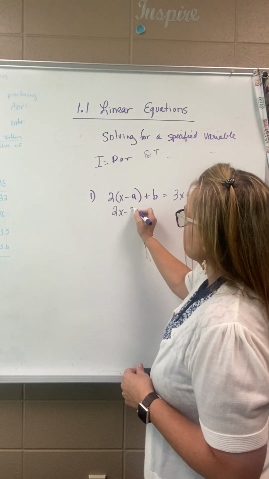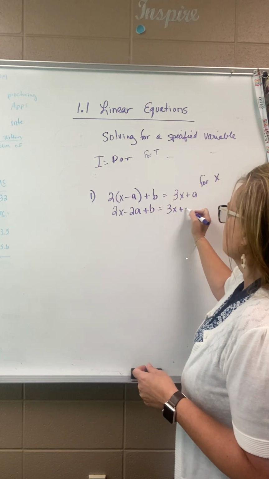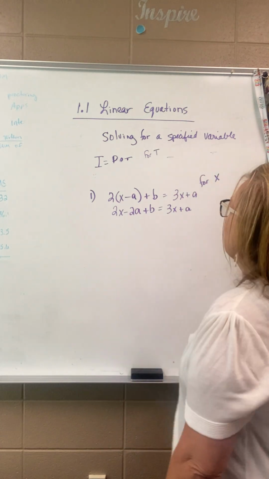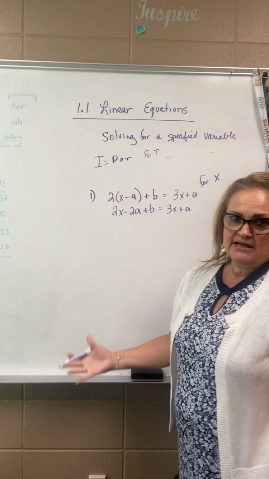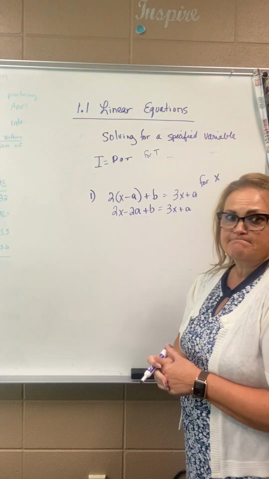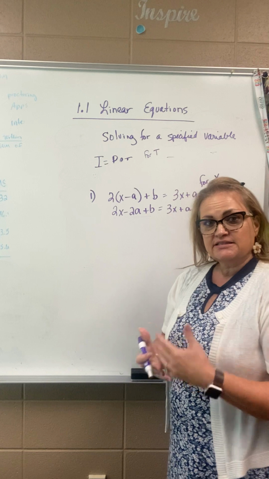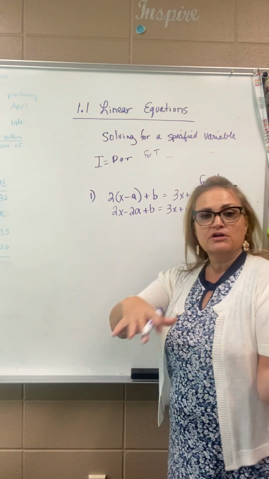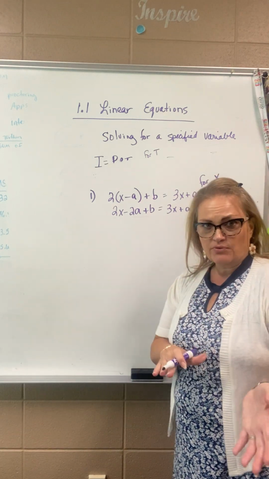So we'd have 2x minus 2a plus b. Again, too many variables on this to definitively solve it and get a number answer. But notice none of these combine. Nothing combines on that side. So I've simplified as much as I can. So I'm ready to move things across the line. I want anything that contains an x. If I'm solving for x, whatever you're solving for, you want to gather that to one side, and anything that doesn't have that letter, throw it to the other side.